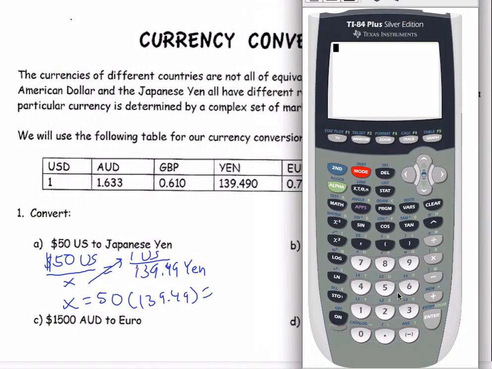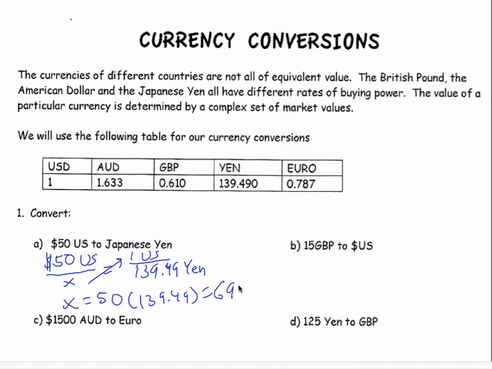That's going to be 50 times 139.49. And that's 6,974.5 yen.